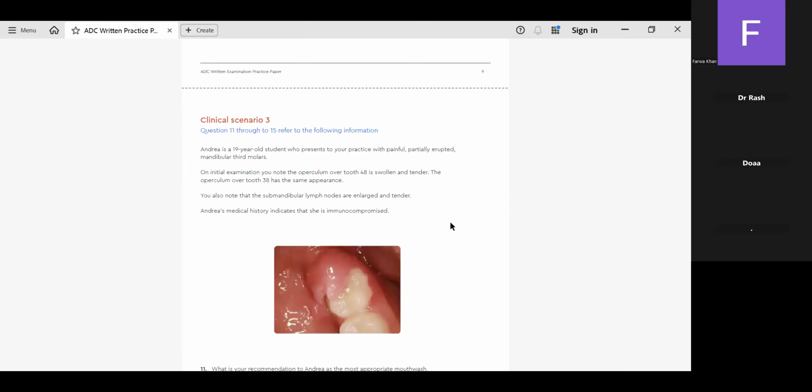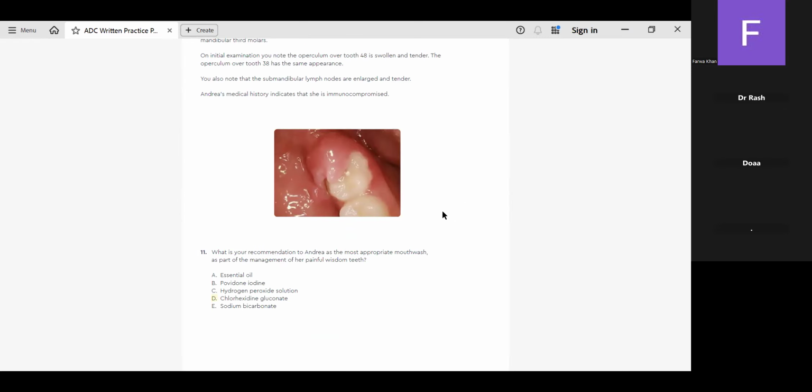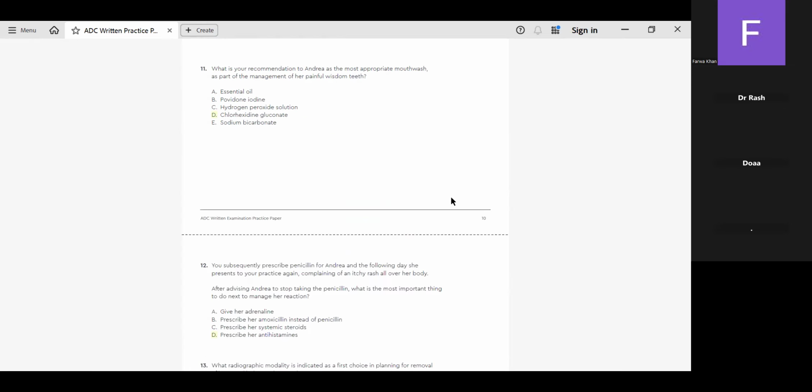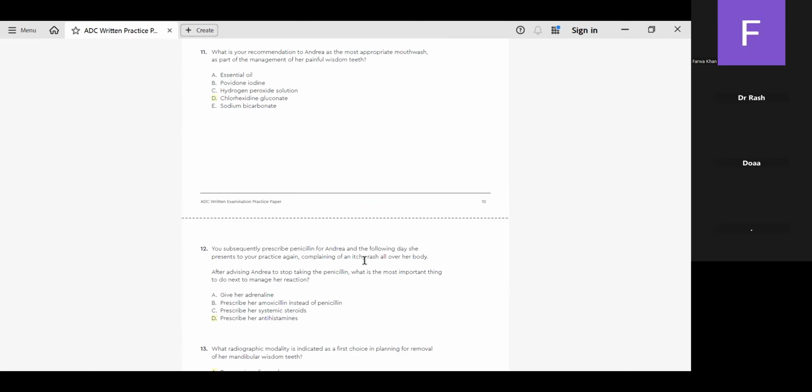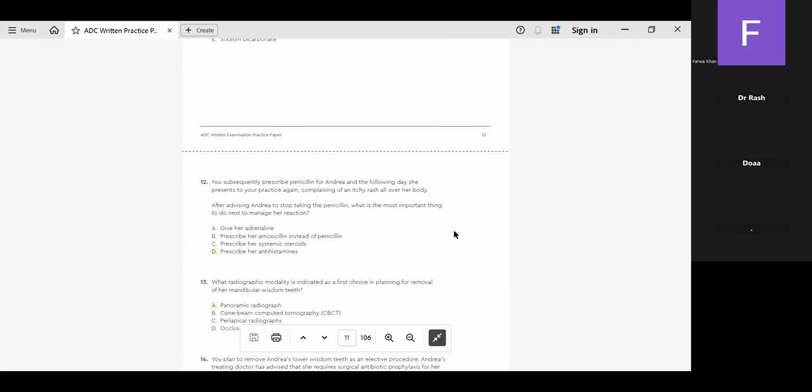You have Andrea, with problems in the mandibular third molar, an episode of pericoronitis. She is immunocompromised. What is your recommendation to Andrea as the most appropriate mouthwash as part of the management of her painful wisdom tooth? CHX, chlorhexidine gluconate mouthwash. You gave penicillin, she came to you with an itchy rash all over the body. What is the next important thing to do? Prescribe her antihistamines.